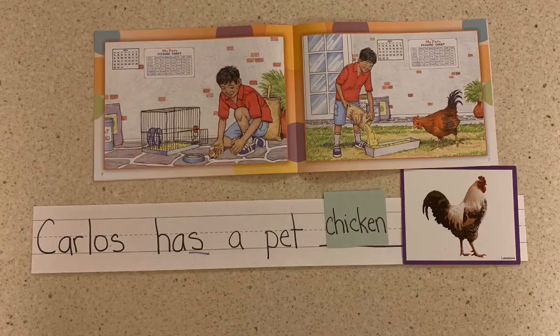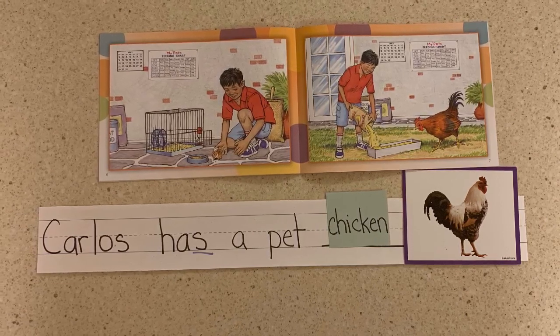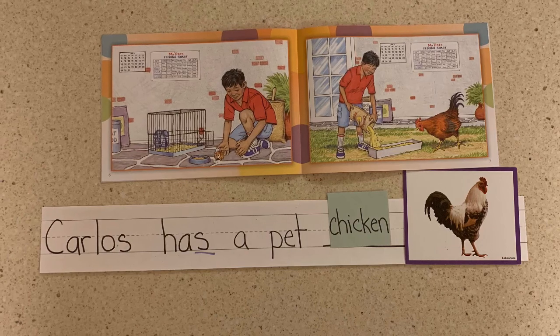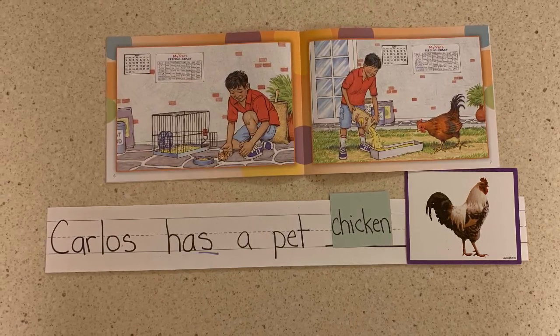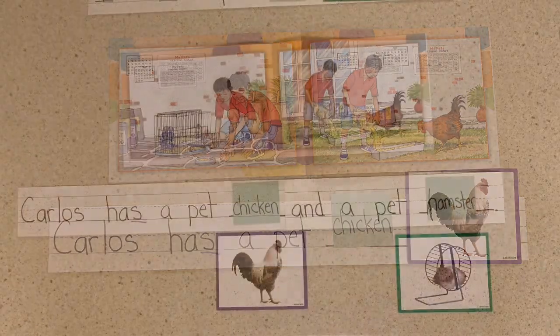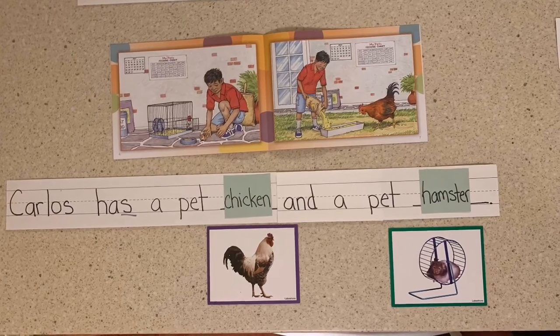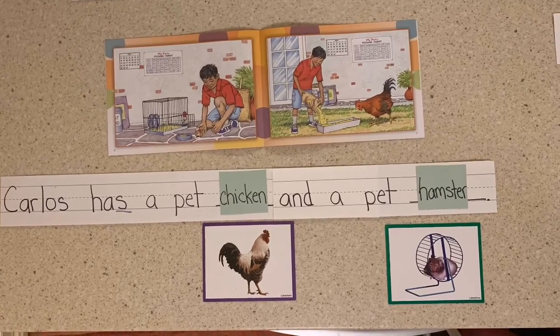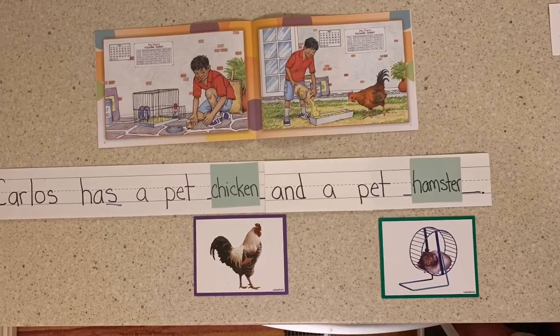Next, you can use the book to create sentences about Carlos. Carlos has a pet chicken. Notice the difference between have and has. For a challenge, have students add a prepositional phrase starting with the word and. Carlos has a pet chicken and a pet hamster.